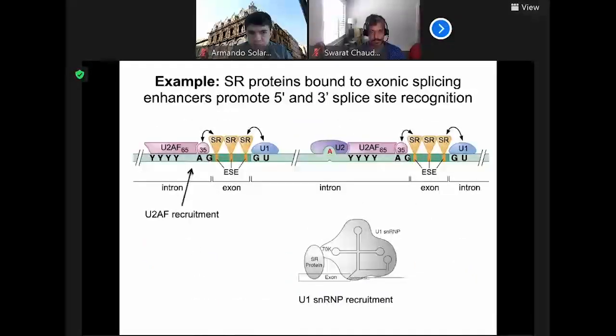But we do know of particular interactions that are definitely important in splicing. In particular, these SR proteins recognize these exonic splicing enhancers and then interact with components of the core splicing machinery, such as U1 SNRP and U2AF, as shown here, to promote recognition of that segment as an exon.